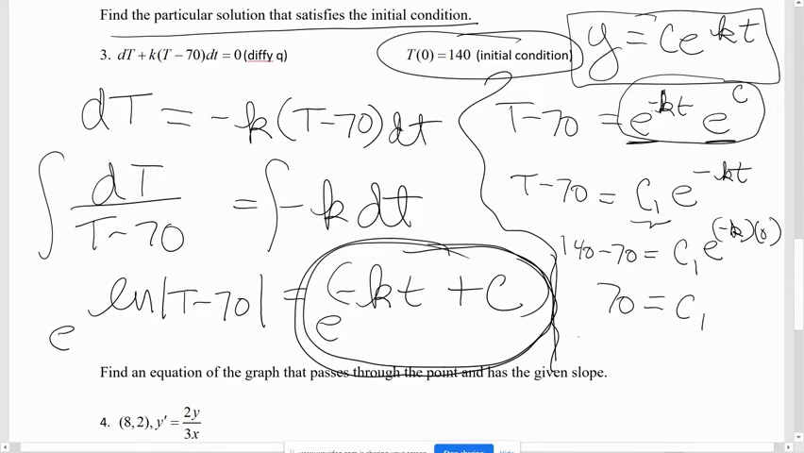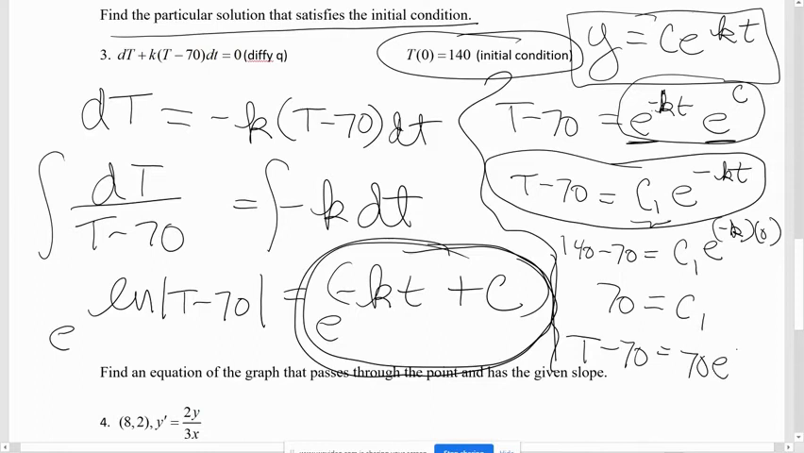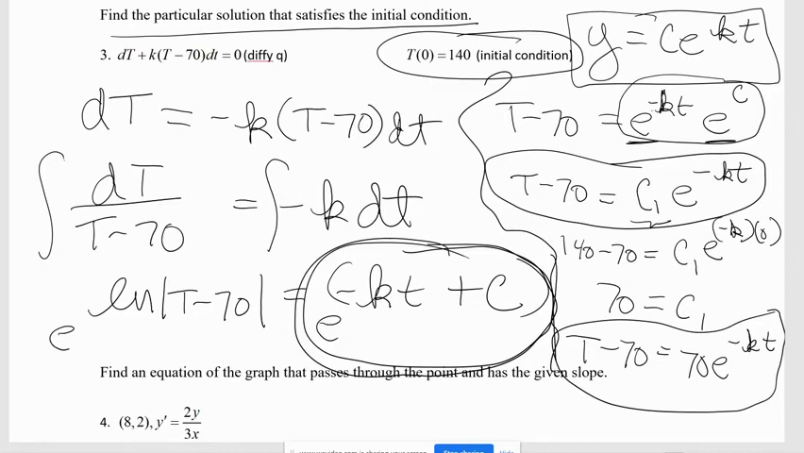So my solution then would be T minus 70 equals C1, using this equation right here, C1, which we found to be 70, times e to the negative kt. All right, so that's my general solution. Or actually, in this case, it's a particular solution, not a general solution, because we don't have a plus c. We actually found out what c was. So that's the difference between a general solution and a particular solution.